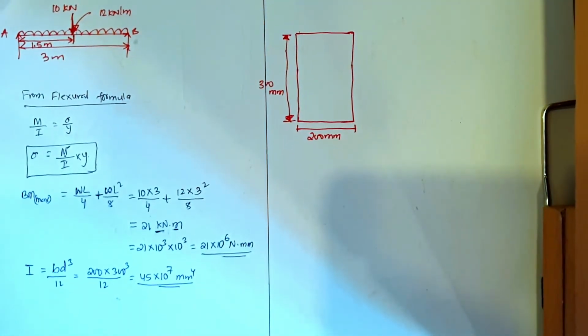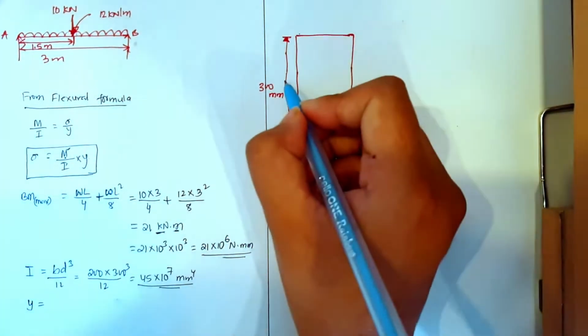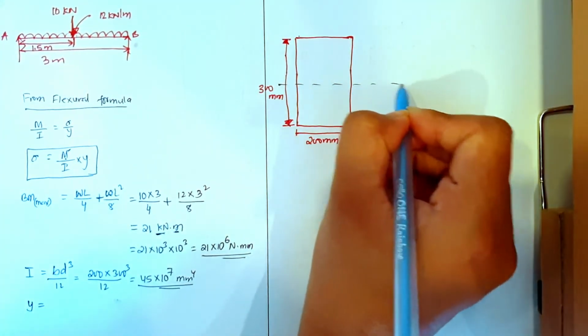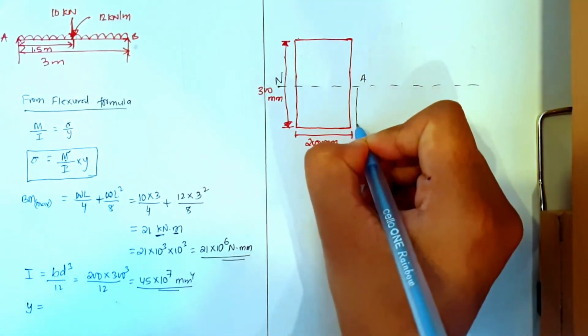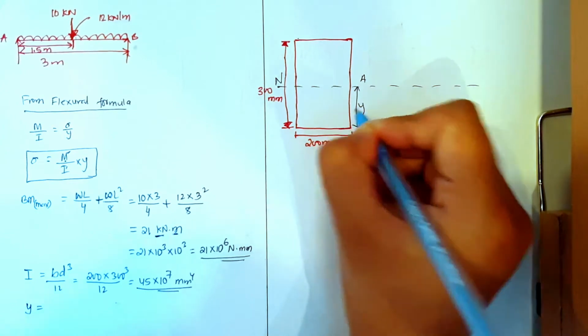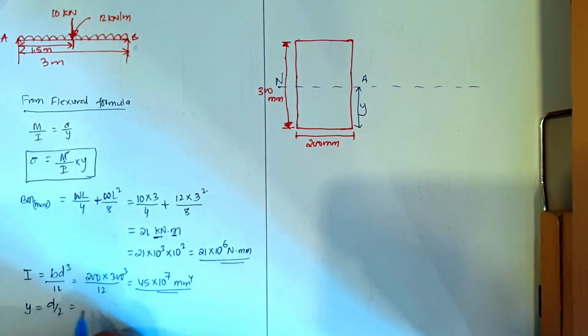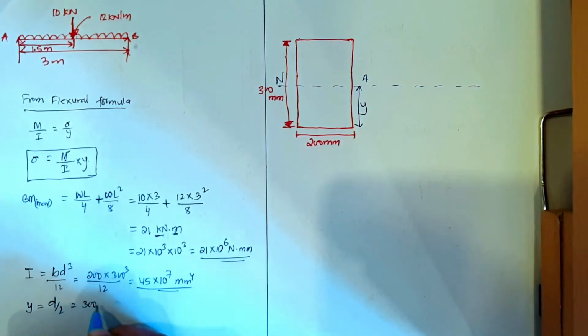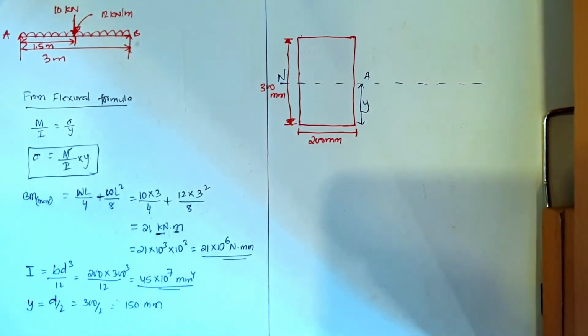Now let us find y also. So y will be equal to y, yahan se agar neutral axis aise ja raha hai, this neutral axis line, aur y will be this much, right? To y kitna hoga yahan se, it is d by 2, which is equal to 300 divided by 2, which is equal to 150 mm.